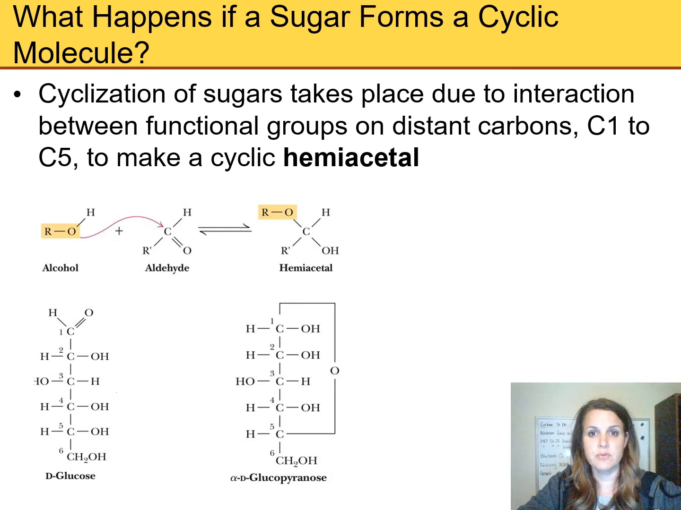What happens if a sugar forms a cyclic molecule? We see cyclization of sugars quite often once they are long enough, and this is due to an interaction between functional groups on distant carbons. So when C1 and C5 interact, they make a hemiacetal here. So what you have is the alcohol and the aldehyde group interacting to form a hemiacetal.